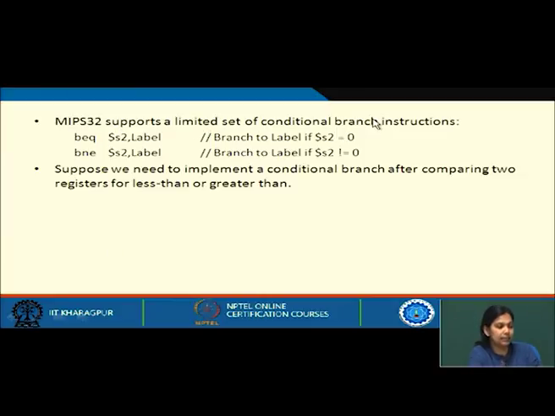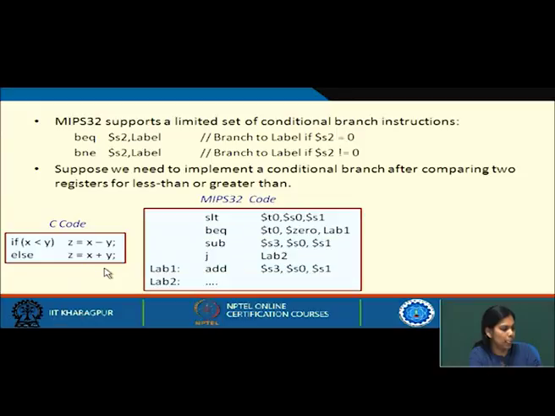MIPS supports a limited set of conditional branch instructions, branch if equal, branch if not equal. So, these are also supported. Suppose we need to implement a conditional branch after comparing two registers for less than or greater than. Then what will we do? If, let us say, S1 less than S2, I will do this. If S1 greater than S2, I will do this. So, like this, if x is less than y, it should do this, else it should do the other thing.